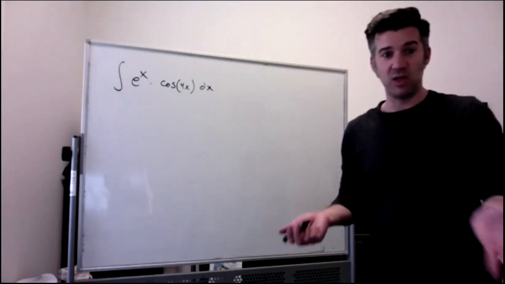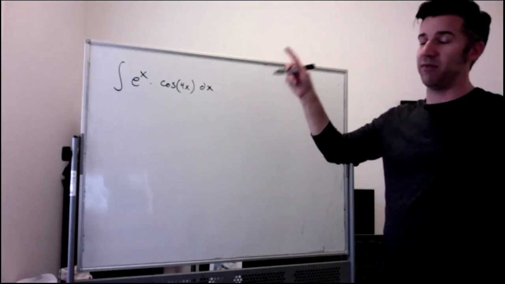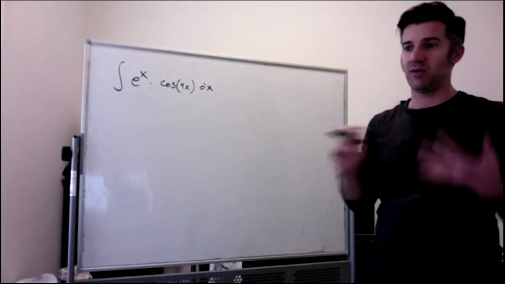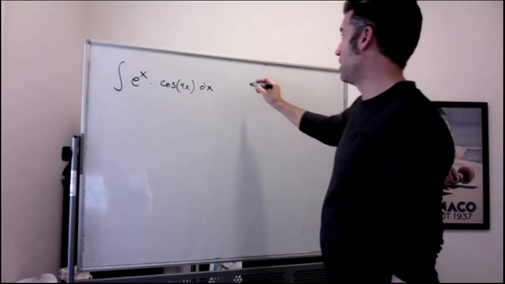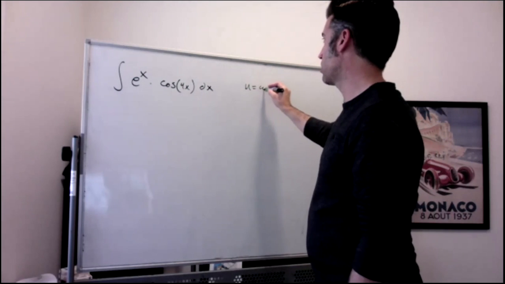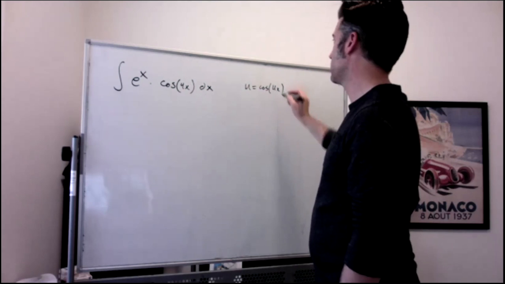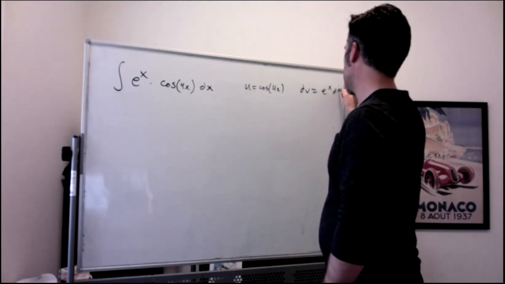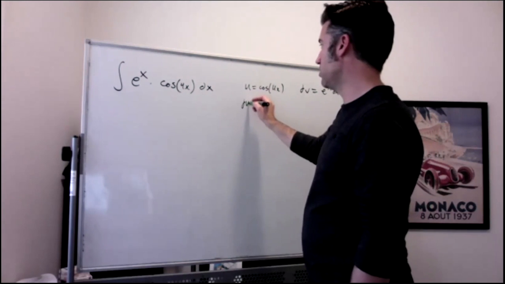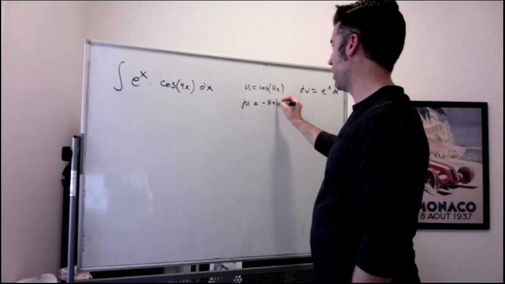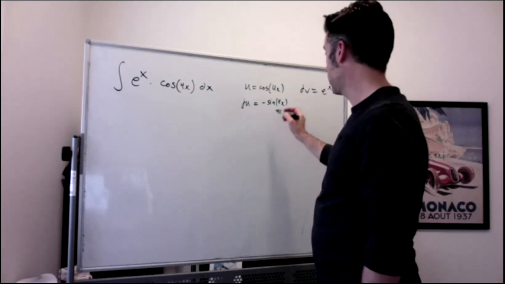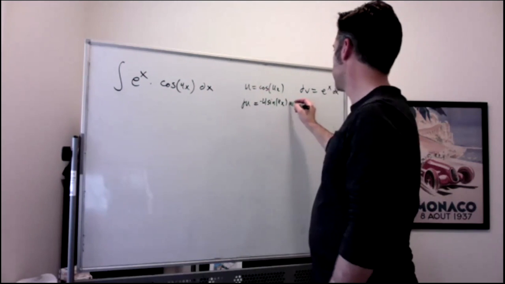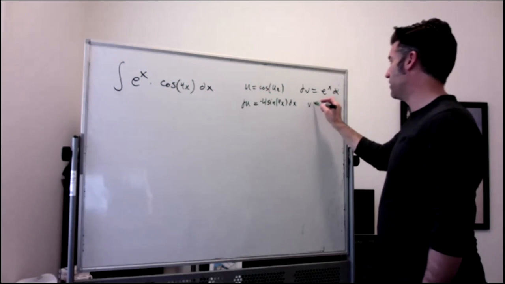I typically like to let u equal the trig thing. When you have a cosine times an e to the x, you can technically choose either one. I'm going to let u equal cosine of 4x, and my dv is going to be e to the x dx. My du is the derivative, negative sine of 4x times 4 dx. My v is just e to the x.